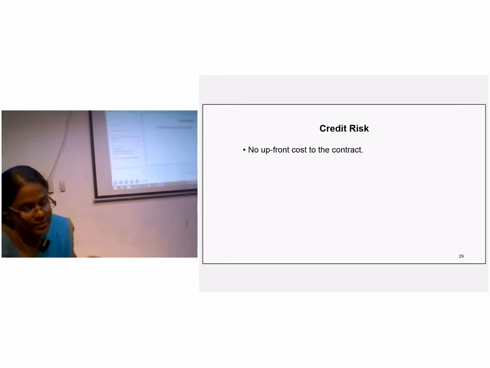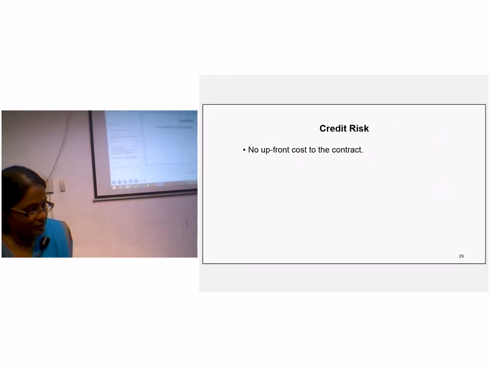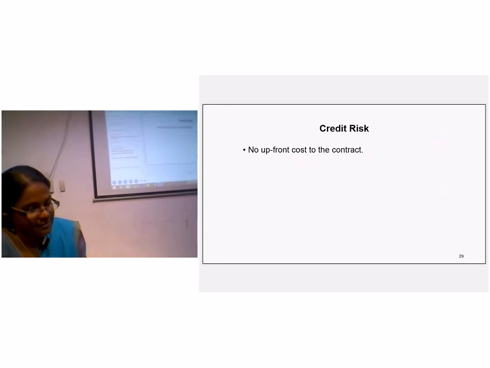Right. Credit risk. What do you mean by credit risk? Credit risk is, we can say, a default risk, right? Credit risk means, as in our previous example, A and B, right? A will give 5,000 tons and B will give 50,000 rupees, right? Now A is facing a credit risk because he doesn't know whether B will pay 50,000.